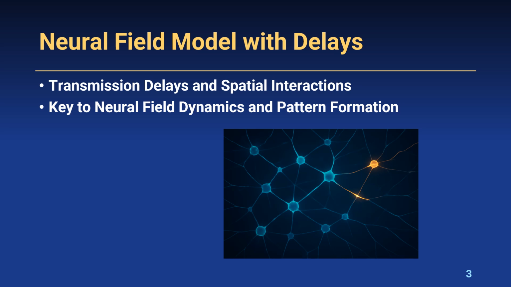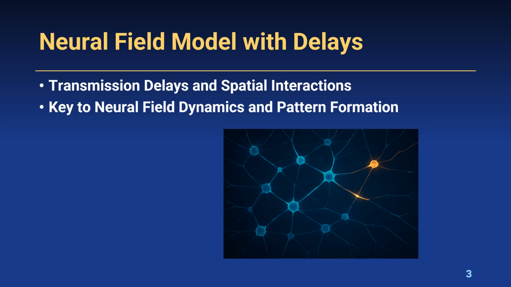You see, neurons communicate with each other, but the speed at which signals travel along these axons isn't instantaneous. And this creates delays, meaning that activity at one location will be influenced by what happened earlier at another location. This delay is especially important in systems that involve large-scale neural networks, like in the brain.